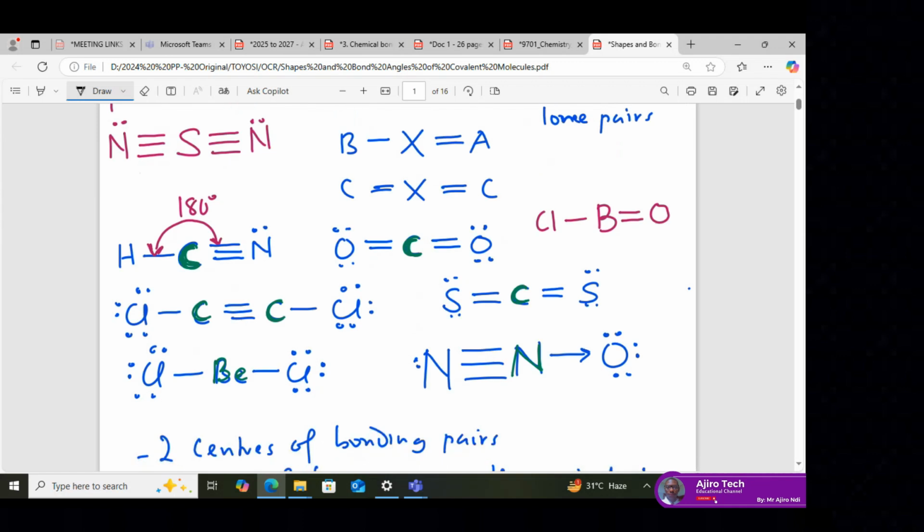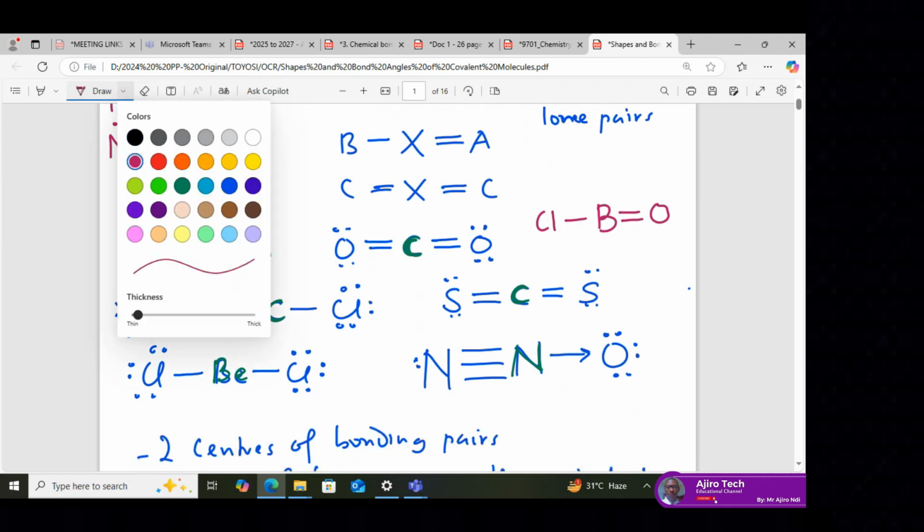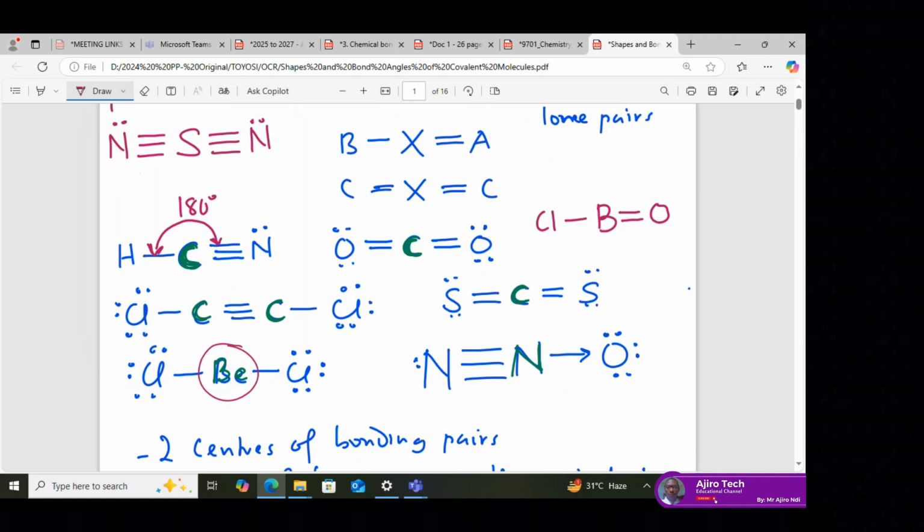What group is beryllium? Group 2. It shares one with chlorine, one with chlorine. It doesn't have an electron left again. Linear.